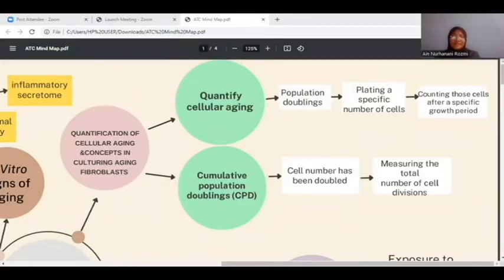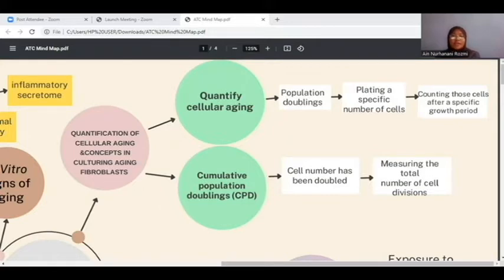Hello, my name is Ainur Hanani binti Rosmi, and my matrix number is 205428. Based on the mind maps here, I would like to present about the quantification of cellular aging and the concepts in culturing aging fibroblasts. But firstly, let's see how to quantify cellular aging.